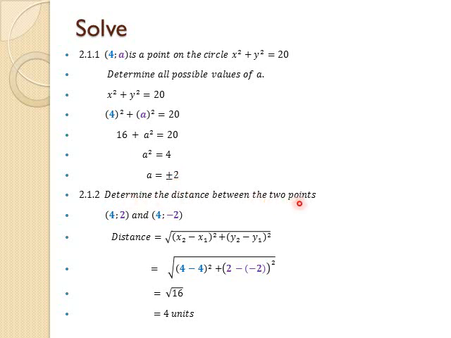Determine the distance between the 2 points. So now I have 4 and 2, or I can have 4 and negative 2, because a is positive or negative 2. So the distance between the 2 points, distance equals the square root of (x2 minus x1) squared plus (y2 minus y1) squared. So therefore my x, 4 minus 4 all squared, and 2 minus negative 2 all squared. 4 minus 4 gives me 0. 2 plus 2 gives me 4. 4 squared gives me 16. The square root of 16 equals 4 units.